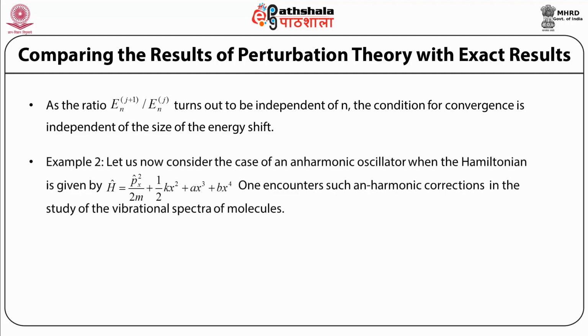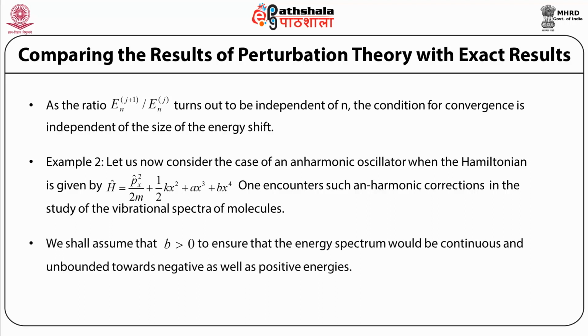Example 2. Let us now consider the case of an anharmonic oscillator when the Hamiltonian is given by H operator equal to p_x square by 2m plus half k x square plus a x cube plus b x to the power 4. One encounters such anharmonic corrections in the study of vibrational spectra of molecules. We shall assume that b is greater than 0 to ensure that the energy spectrum would be continuous and unbounded towards negative as well as positive energies.